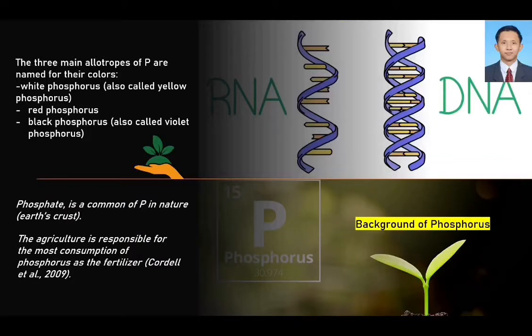So let's start with a brief introduction about phosphorus. Basically, phosphorus is an element that can be found in group 15, together with other elements which can be seen in the periodic table of elements.